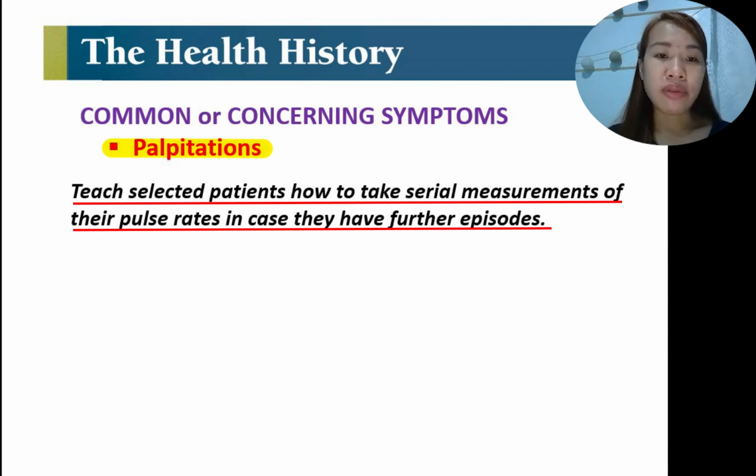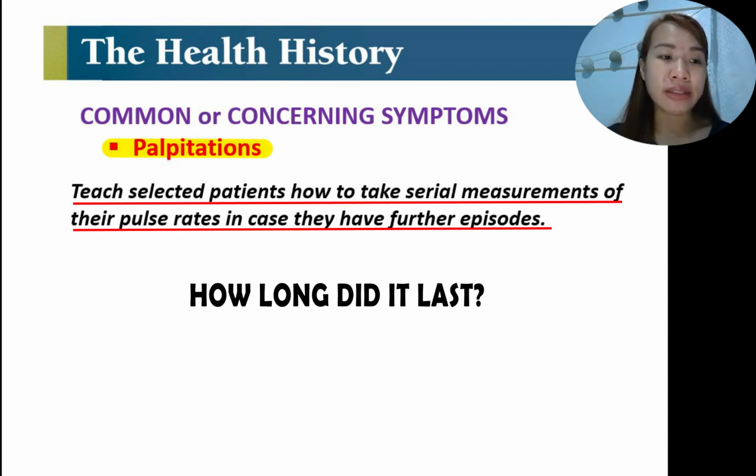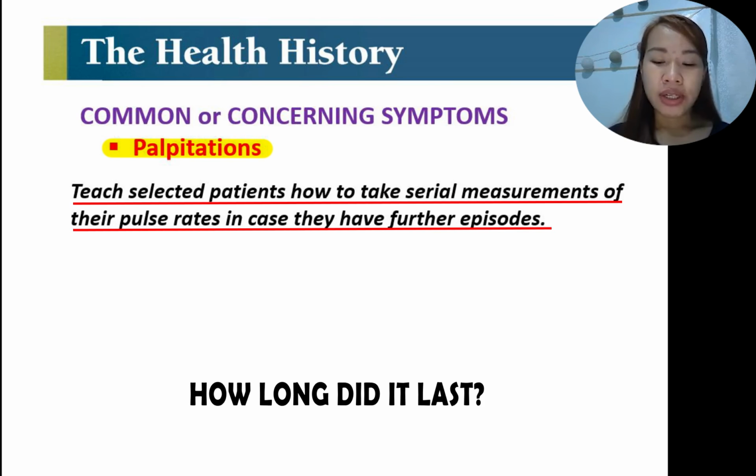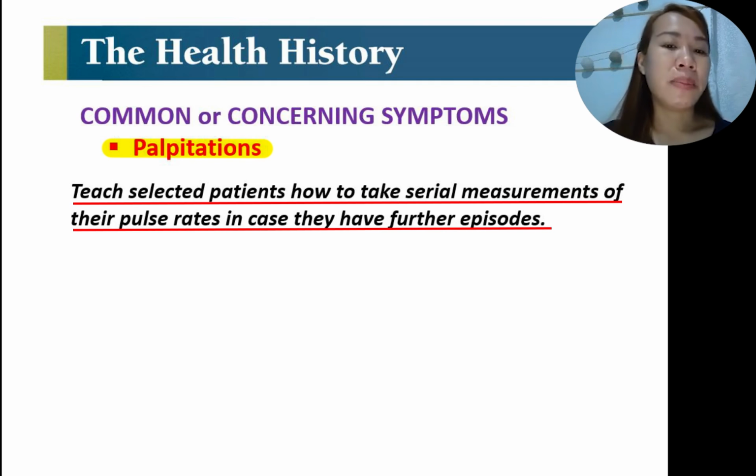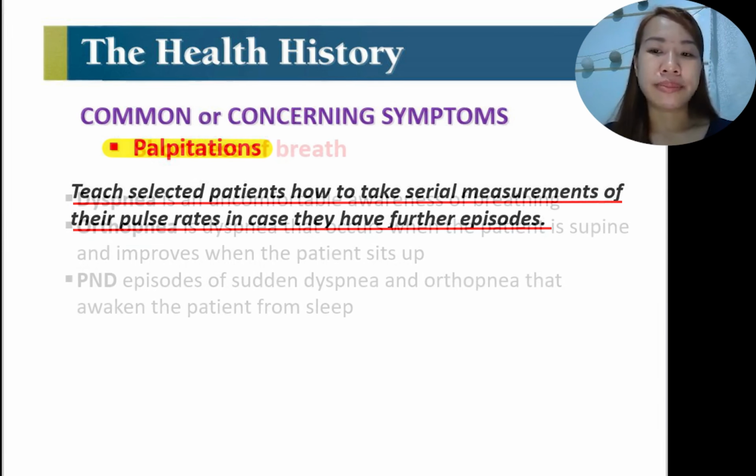We also would have to ask, how long did it last? Did it last for an hour or just a few seconds? And if there was an episode of rapid heartbeats, did it start and stop suddenly or gradually? So the pattern of it starting should also be asked. And for this group of symptoms, an ECG is indicated. So if there are palpitations, class, an ECG is indicated, so it should be ordered by the doctor.